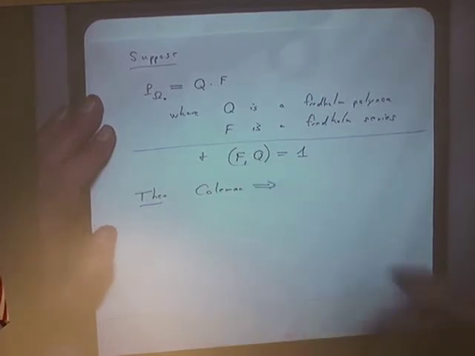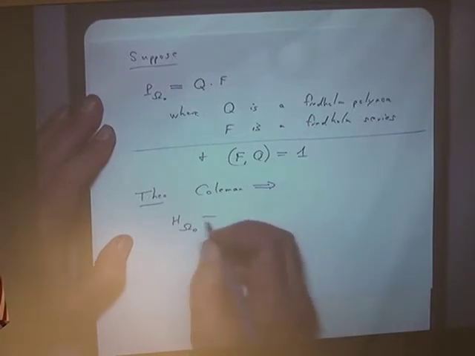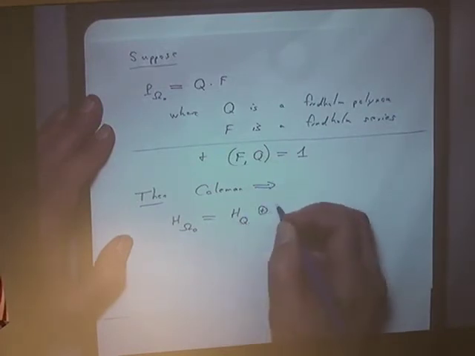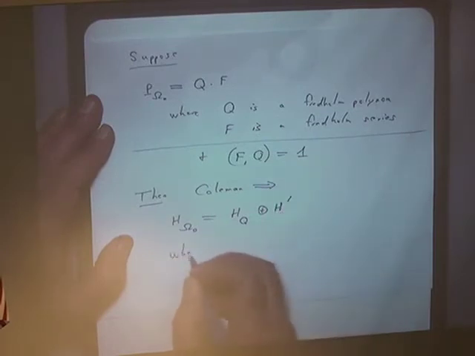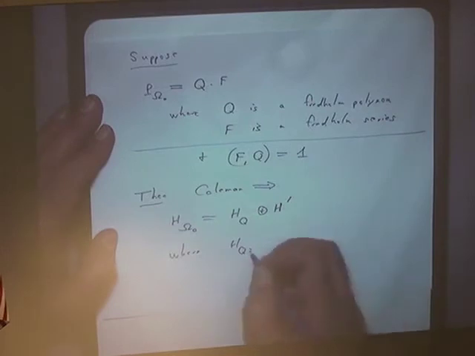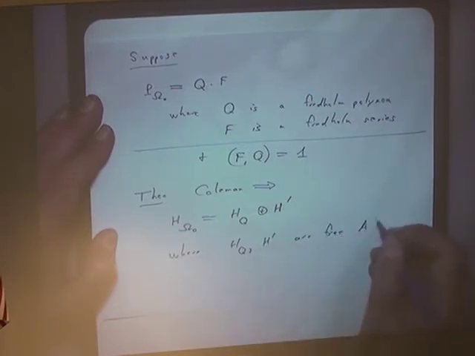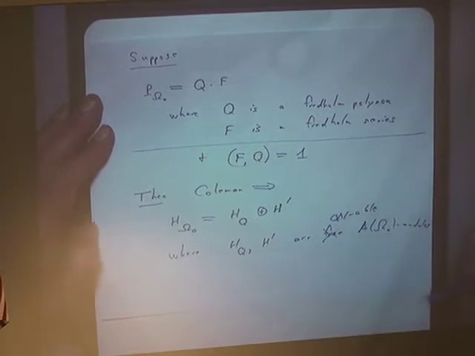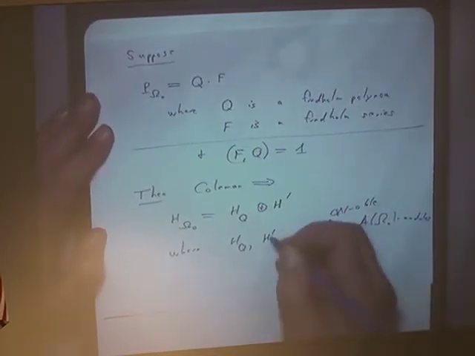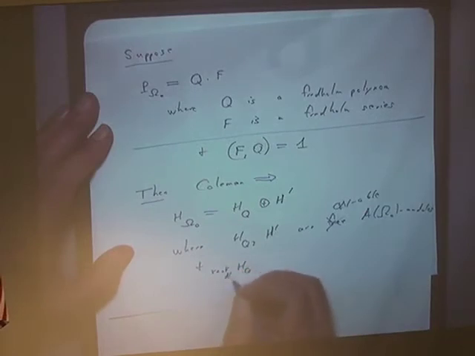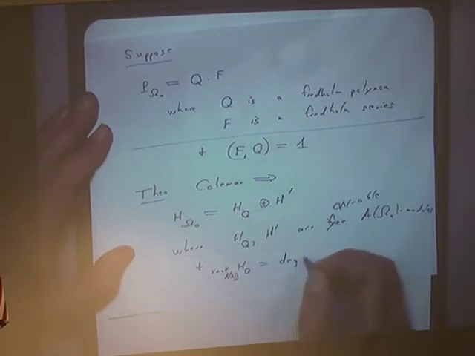gives us a decomposition, H omega 0 equal to HQ direct sum H prime, where both are free A of omega 0 modules, or HQ is free as an A of omega 0 module. When I say free, I'll say O-nable, which in the finite case means free. And HQ has rank over A of omega 0 equal to the degree of Q.